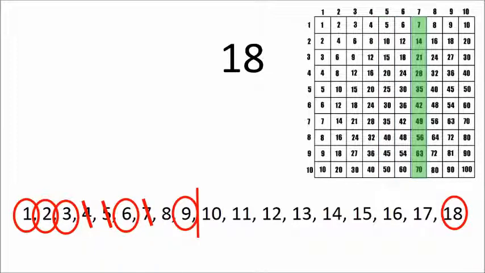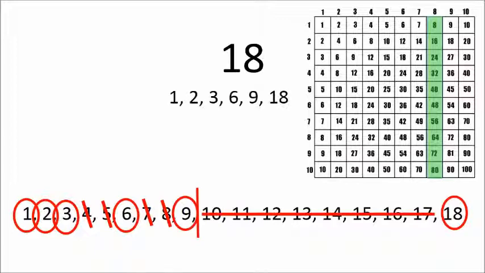7, I don't see 18 times anything; 7 times anything is not 18. So 8, we're going to cross that out. And I already told you, you're not going to use anything past half other than 18. So let's cross out all the rest of the numbers. So we have 1, 2, 3, 6, 9, and 18. So there you guys go.